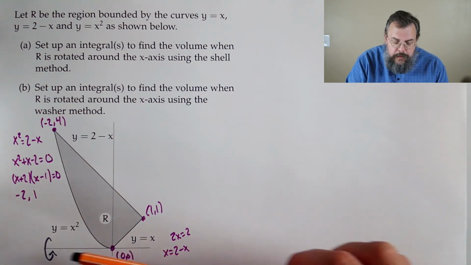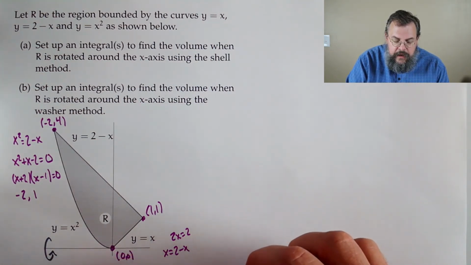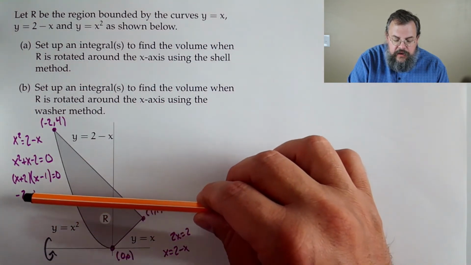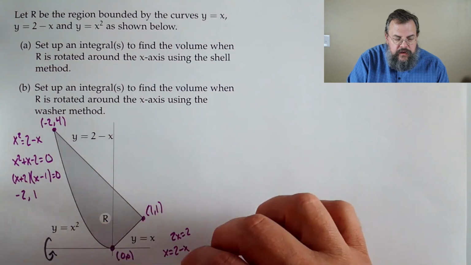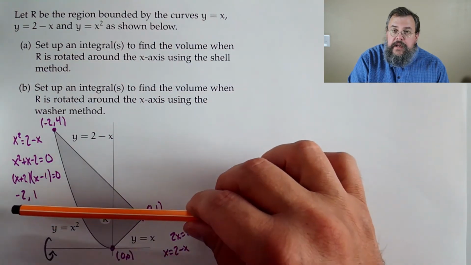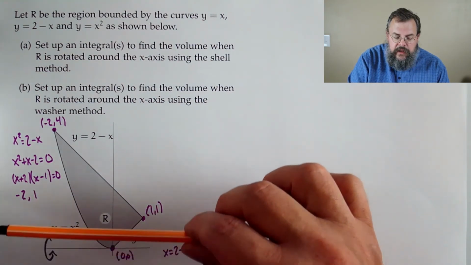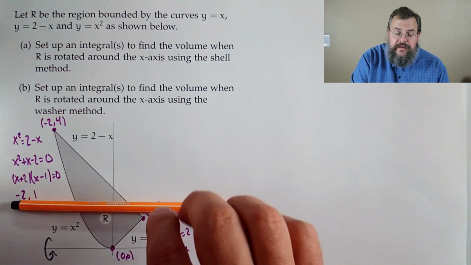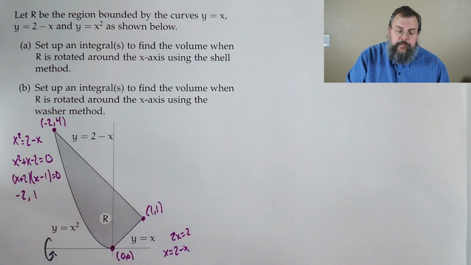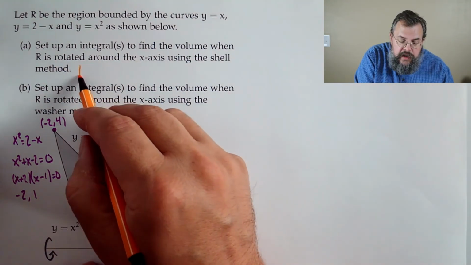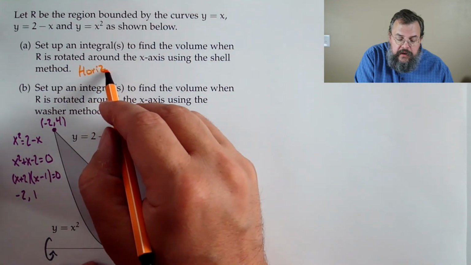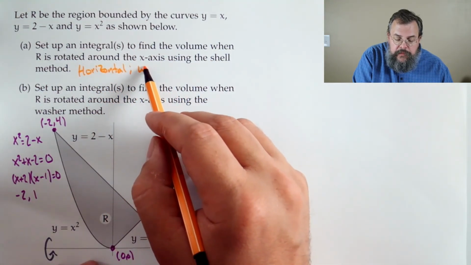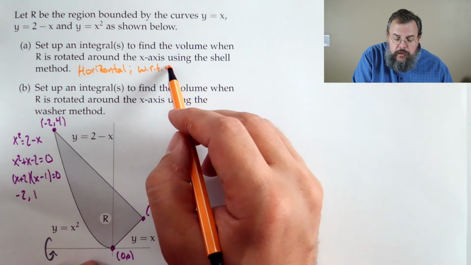We know we're going around the x-axis. We want to get shells. So that says I want to have a shell. So I want to go in this sort of pattern here. That's how I would get a shell. So that says, what kind of slice am I looking for? A horizontal slice. So part A is a horizontal slice. And when we're talking a horizontal slice, what that really means is that we're going to integrate with respect to y.